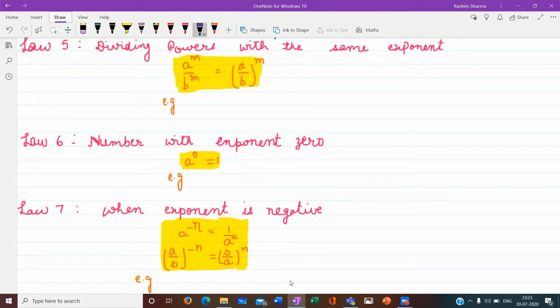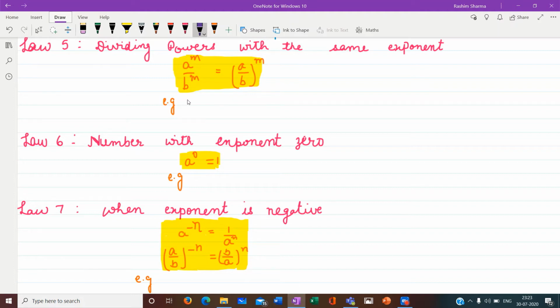Law 5 is dividing powers with the same exponent. Now when we have two terms of the same exponent in division, at that time that exponent will be common and we will divide the numbers. A raised to power m upon b raised to power m. Now here we can see two different bases a and b, but their exponent m is common in them. So what we will do, we will write a upon b with a common exponent m. Okay, so let us take an example.